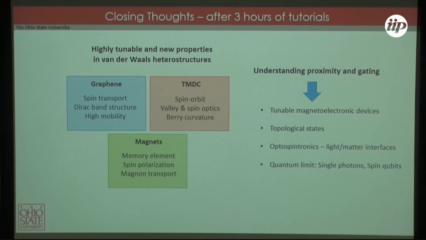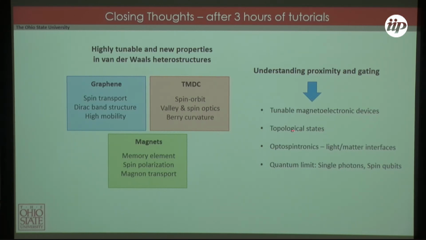And what's nice about the 2D material system is they're very highly tunable, both by interface and by electric fields, and sometimes even with new properties altogether in van der Waals heterostructures. And when you really start getting down to the nuts and bolts, you really want to understand the effects of proximity and gating, all at the atomic level. We have really clean interfaces. And the type of areas where they could be important, scientifically or applied, one is tunable magneto-electronic devices, so that's the natural thought.